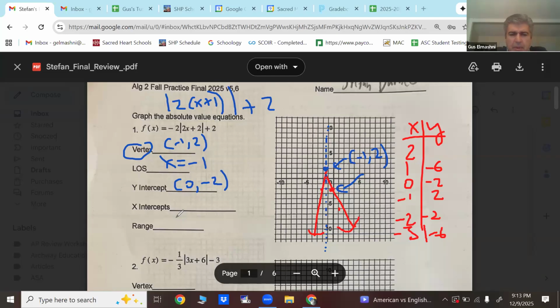We'll get to the x-intercepts in a moment because that's a little complicated. The range are the y values that you can get. So what's the highest y value here? Negative 2, two, and we're going up or down. Down to -6. Well, it goes down forever, because you can plug in so many numbers for x. So y is less than or equal to two. Okay, the x-intercept is where it crosses the x-axis, when y is zero.